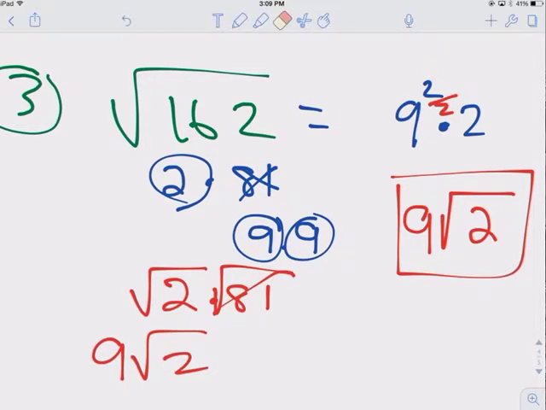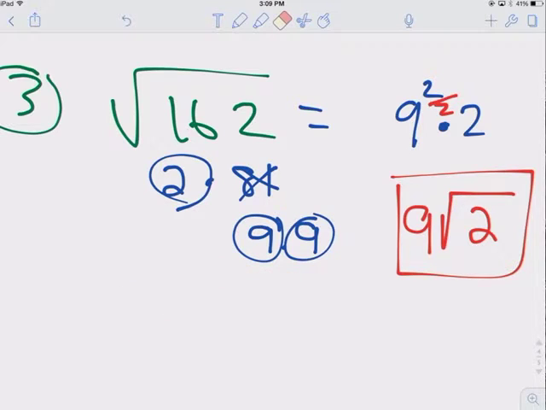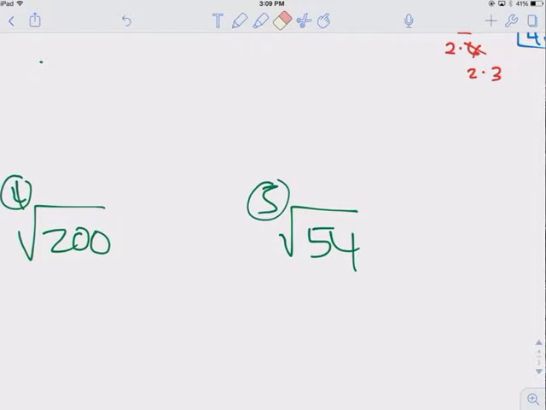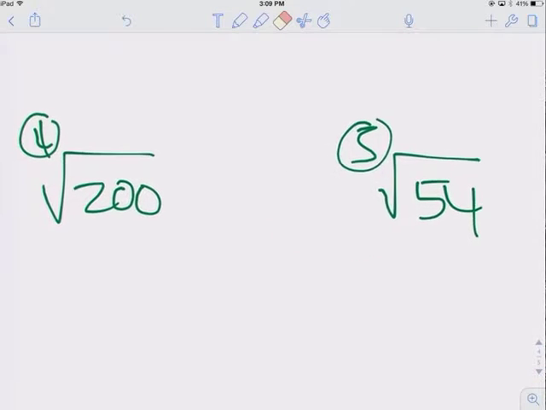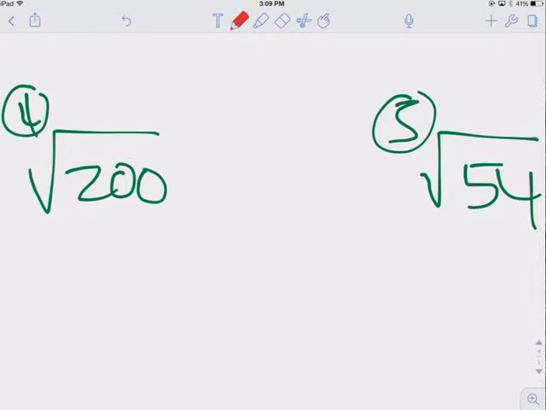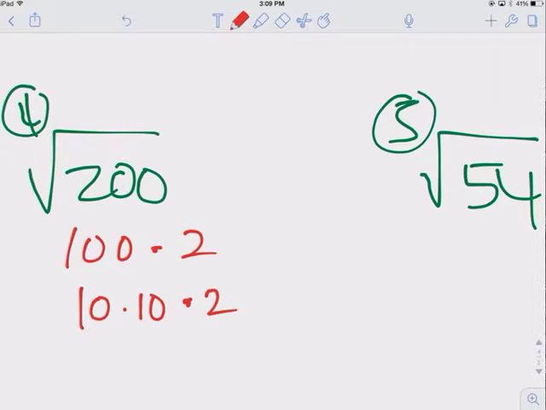Can you go over the last two? Some students are not getting that. Yeah, can you go over the last two? The 200? Okay, just to make sure. 200 is 100 times 2, right? So 100 is 10 times 10, right? Yes. Times 2. So let's write that as the square root.